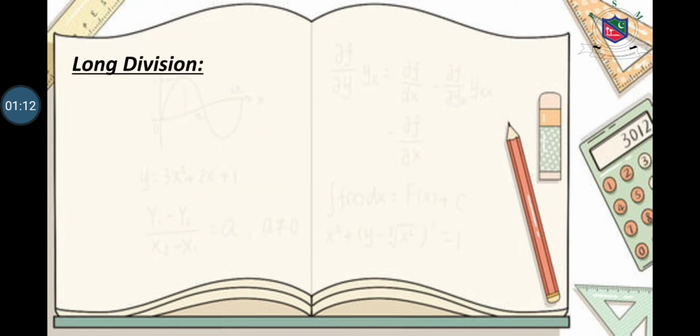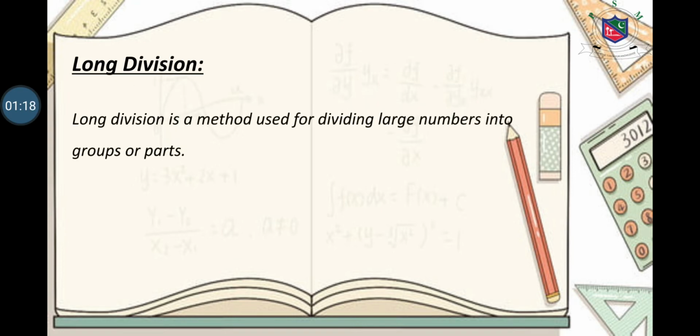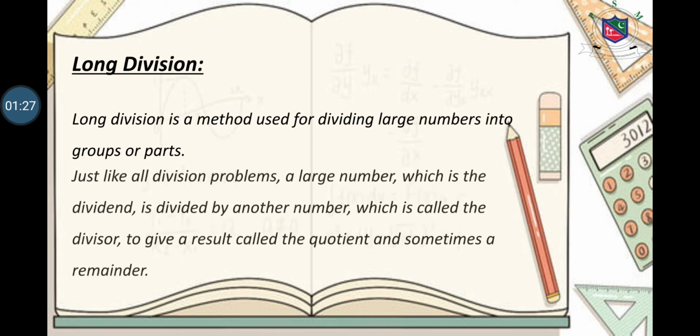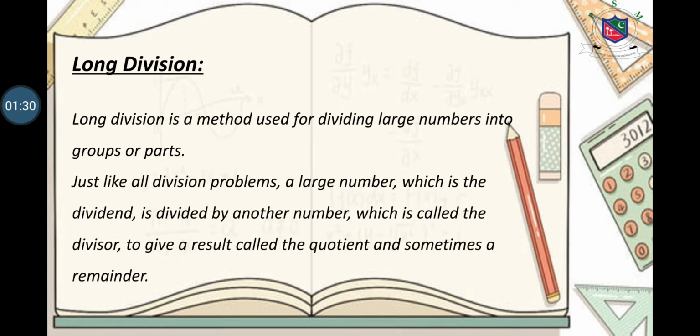My dear students, now recall your memory and tell me, what is long division? Yes, long division is a method used for dividing large numbers into groups or parts. Just like all division problems, a large number, which is always the dividend, is divided by another number, called the divisor. When we divide the dividend by the divisor, we get an answer called the quotient. And sometimes we get a remainder also.